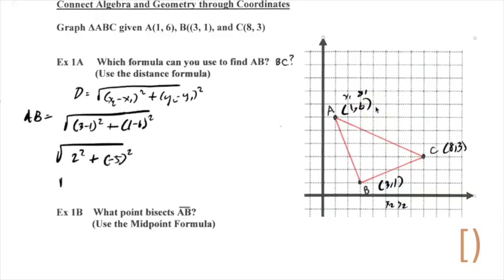Now we do squares, the negative goes away. So we get 4 plus negative 5 squared is 25, because once you square a negative, it makes it positive. We just have 4 plus 25, and that's the square root of 29.